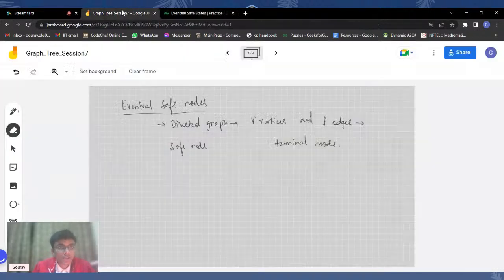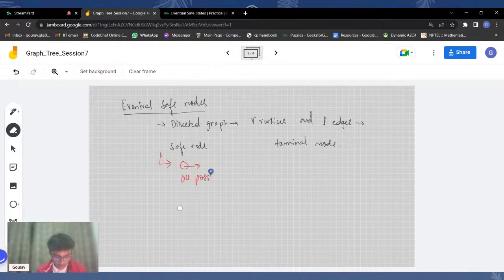Okay, so this is the question. So let us look into it. The first is the definition of safe node. A safe node says that if there is any node and if we try to traverse from that node along all possible directions, then we will end up at a terminal node. And what is a terminal node? A terminal node is basically a node at which every other node is ending.